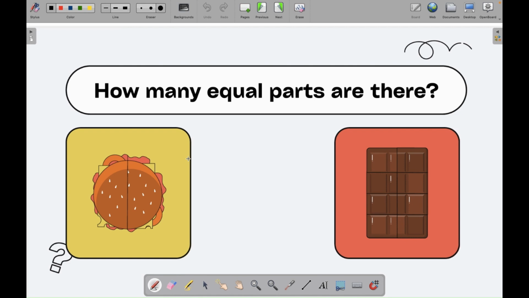So first of all, why do we need fractions? We need fractions whenever we have to divide something into equal parts. So this equal part is very important when we are dealing with fractions.